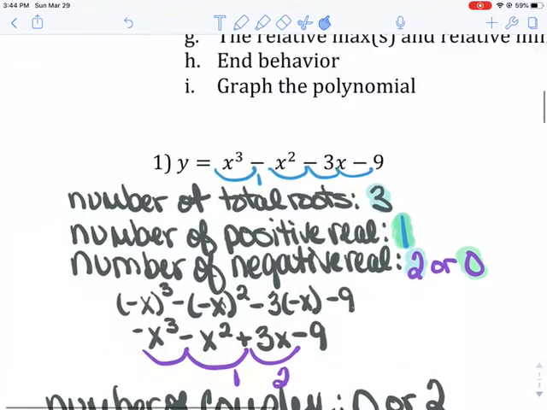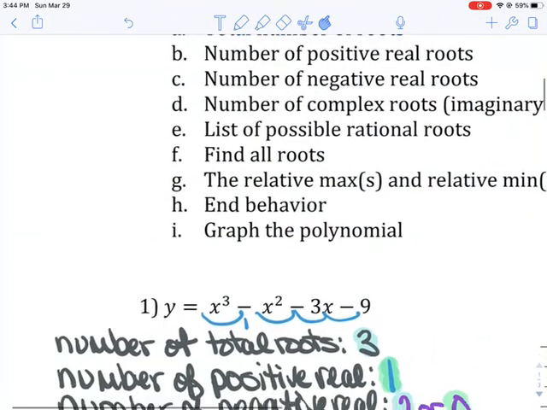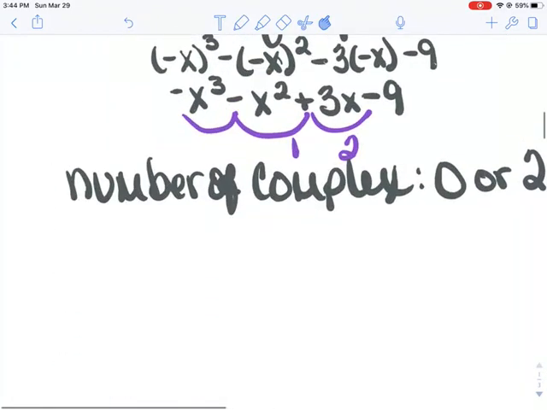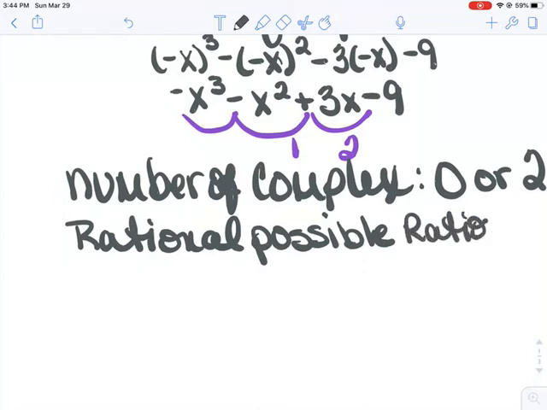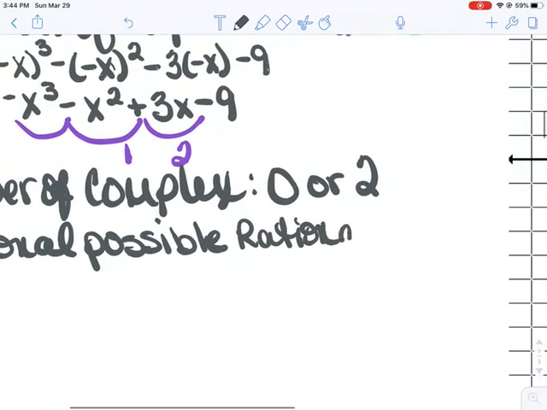Okay? All right, so the next thing on our list here of things is the possible rational roots. Now remember, rational roots are P over Q. Now again, this is my possible list, which means that it could be these, it could not, I don't know, but it gives me a place to start.